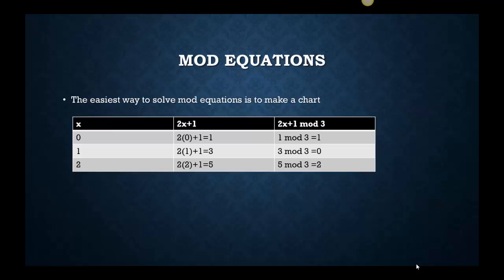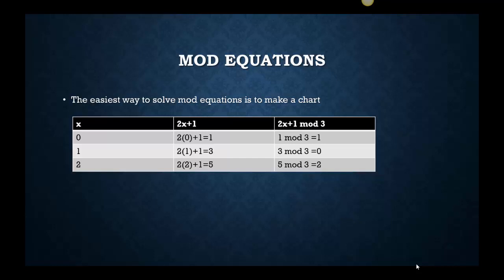The easiest way to solve mod equations is to make a chart. So the chart will always be composed of 3 columns. The first one will be values of x. The second one will be whichever expression we're dealing with. And the last one will involve using the mod. So in this one, because we're looking at mod 3, we want to start with the numbers that exist in mod 3. So the possible remainders I have with 3 are 0, 1, and 2.